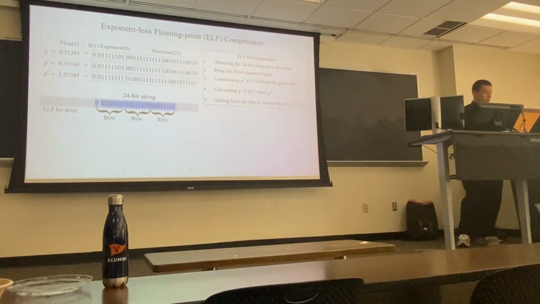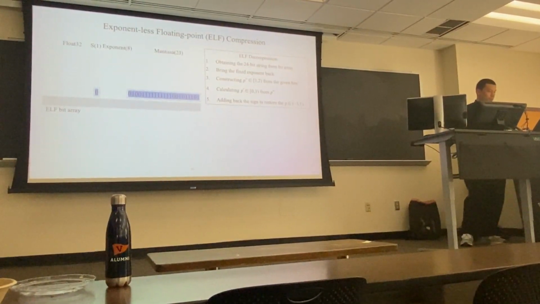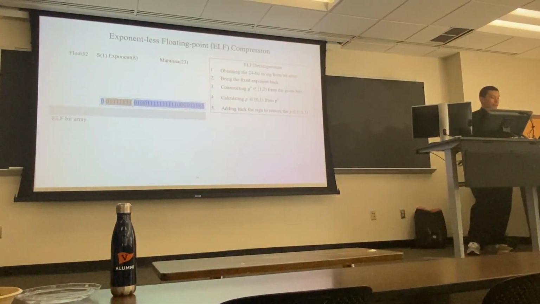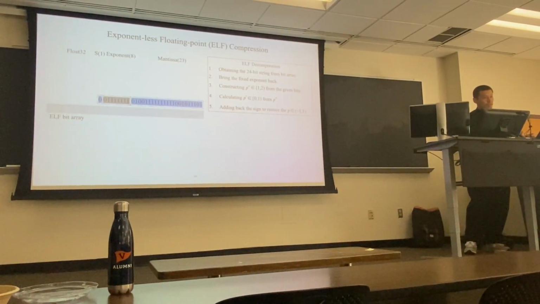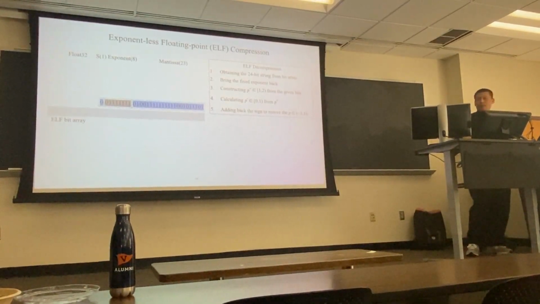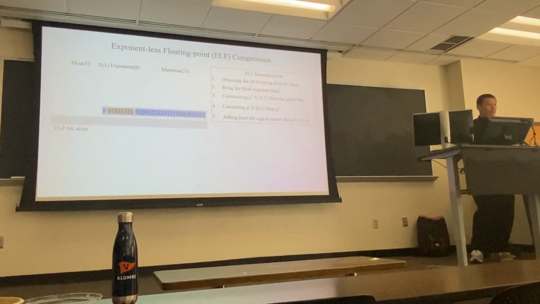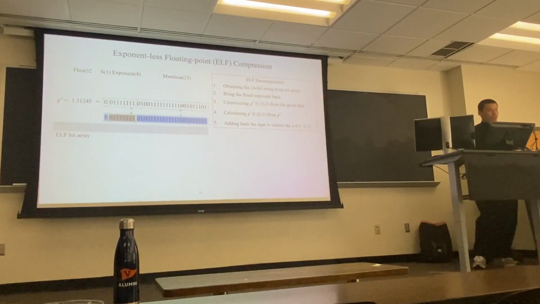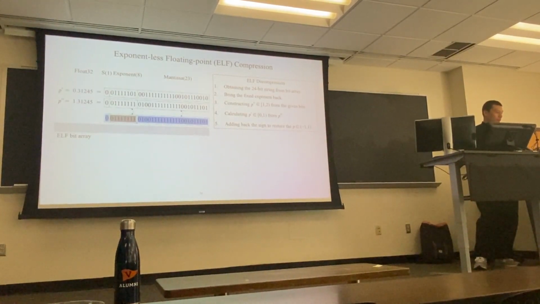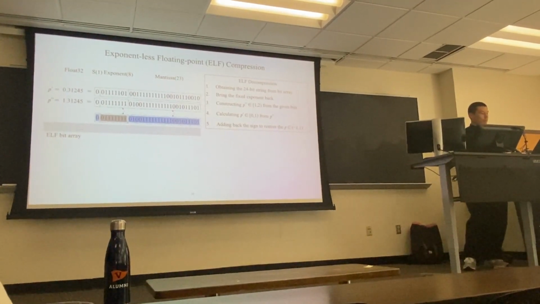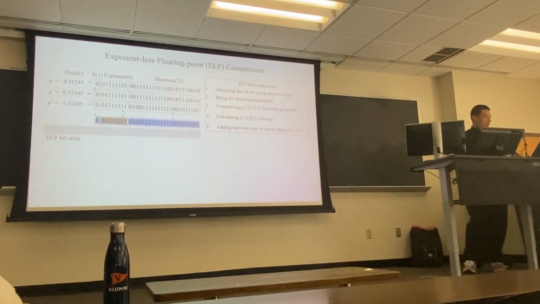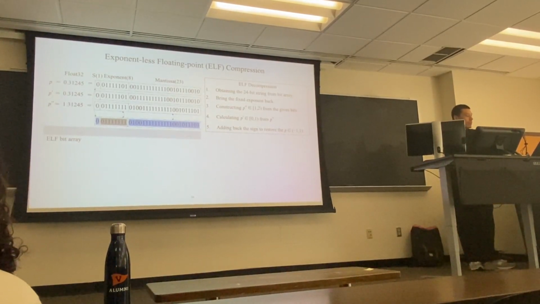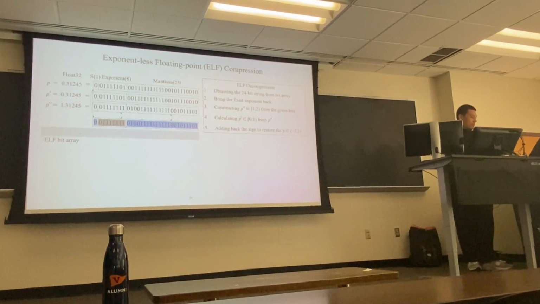The decompression is pretty much the reverse operations of the compression. We first obtain the 24 bits, and we bring the exponent back because we know what number is in the exponent, and we reconstruct the P double prime. Then we get the P prime by P double prime minus 1, and we give the sign bit back to recover the P, right? That's it.